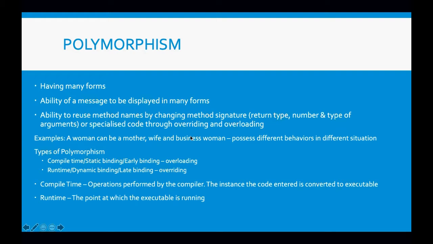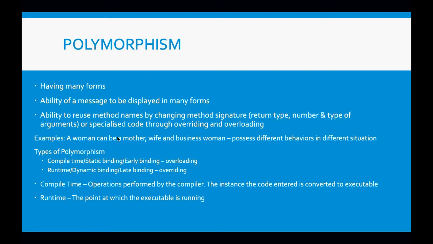So an example of polymorphism, a practical example, is a woman who can be a mother, a wife, and a businesswoman. So in these three different scenarios, she has different behaviors that she displays. As a mother, she's different from the way she's a wife, and she's also different from the way she's a businesswoman and interacts with maybe her colleagues or her staff or clients or things like that. So that is an example of polymorphism, having different behaviors in different situations.